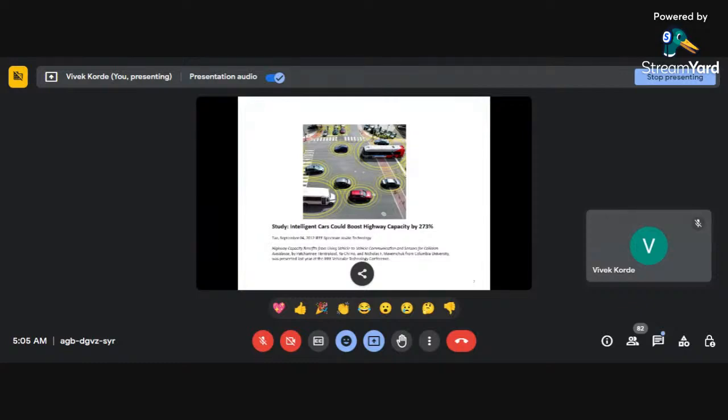Then now see, you can see intelligent car cloud boosts highway capacity by 273 percent. Okay, and the date is 2012, and this data is given by IEEE Spectrum. So here the intelligent cars are rapidly increasing in percentage, which is mentioned in this slide.